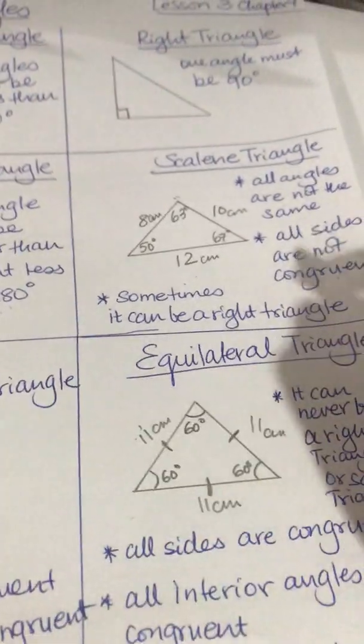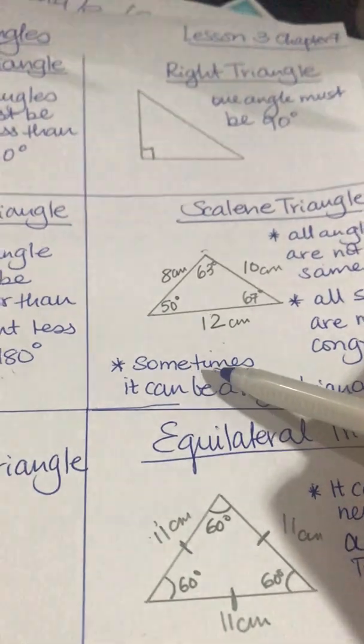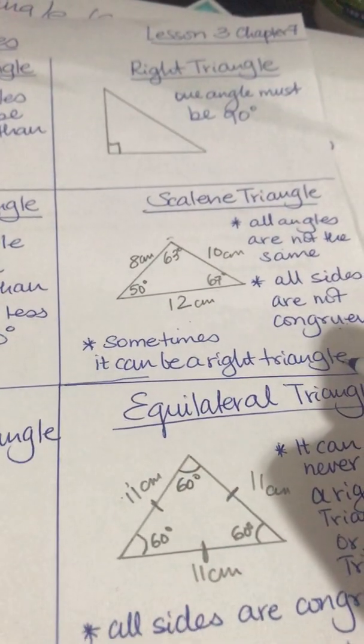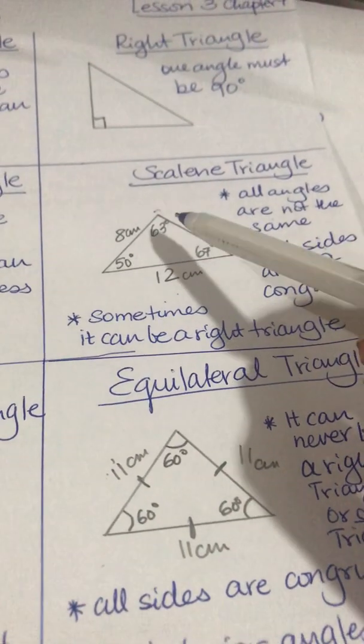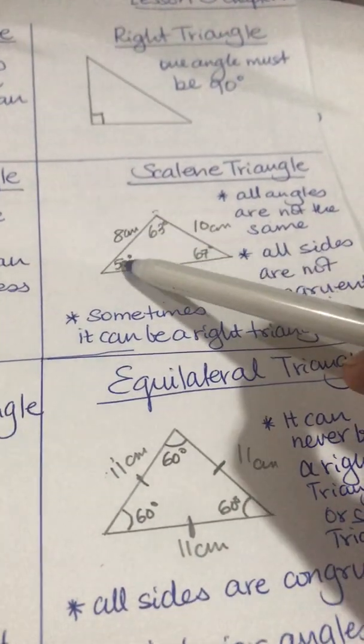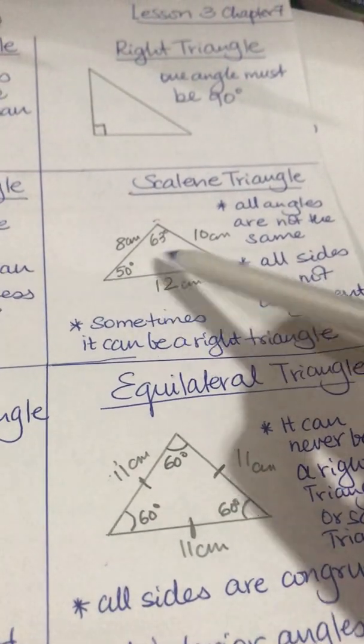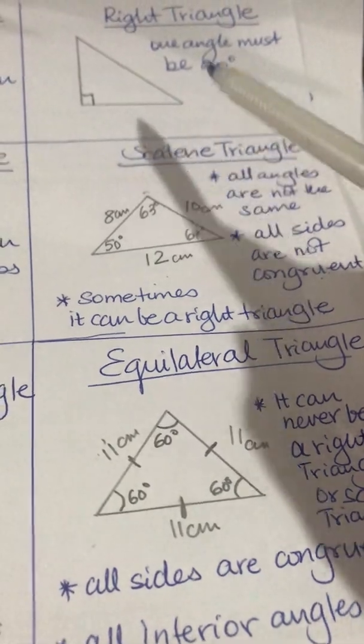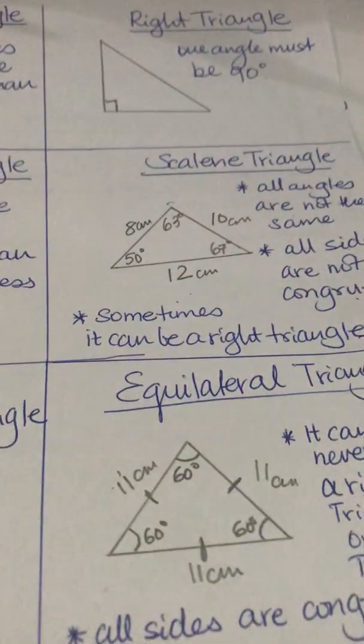Okay? Now, we have said sometimes it can be a right triangle. So, if you have 90 and 2 different angles, then that triangle is right, but it's also a scalene triangle. Okay?